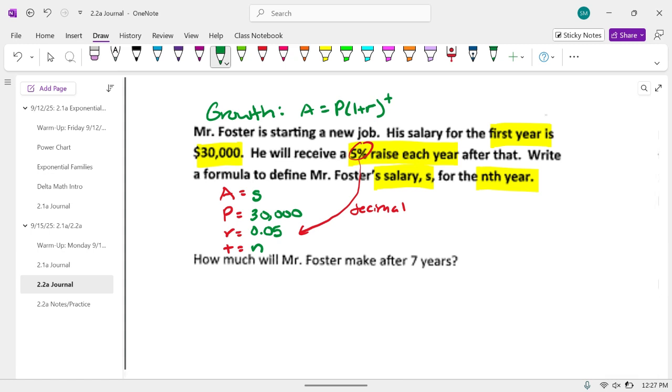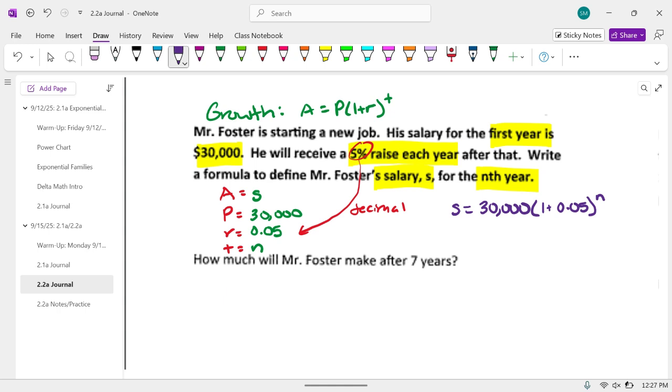Now we got everything we need. So we're going to plug it back into the formula. We're not going to do anything besides replacing the letters that we started with our new values. So this would be S is equal to 30,000 times 1 plus 0.05, all raised to the n power. All I did was take all of these values that we just came up with and plug them back into their respective places up here.